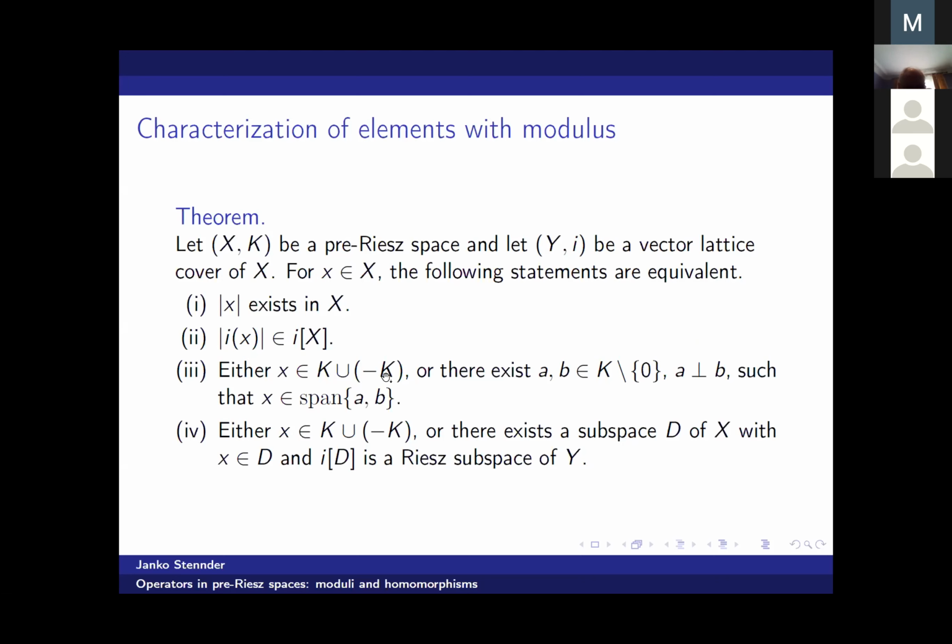And now comes the geometric characterization. Either x lies in the cone or minus the cone, or there exist two positive disjoint elements such that x lies in the span of those two elements. And I'll demonstrate the geometric meaning of this in an example in a bit. Or all of this is equivalent to: it lies either in the cone or minus the cone, or there exists some subspace D such that the element lies in D and the image of D is a Riesz subspace of Y.